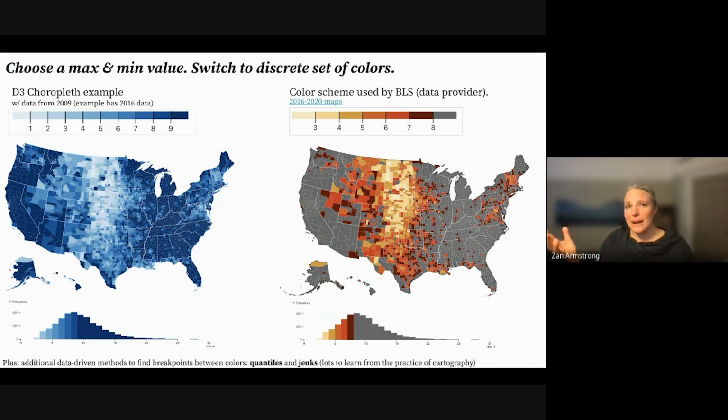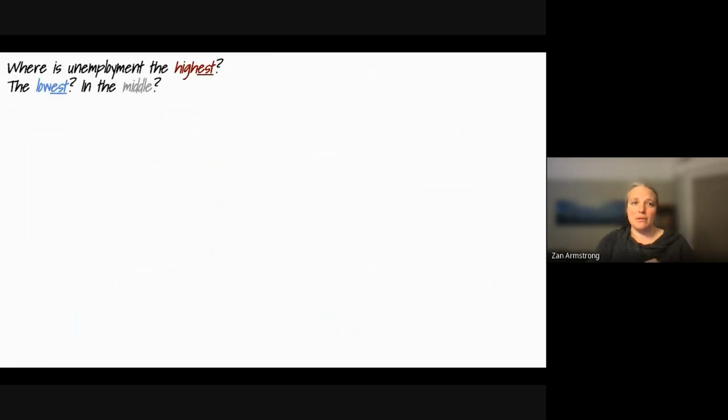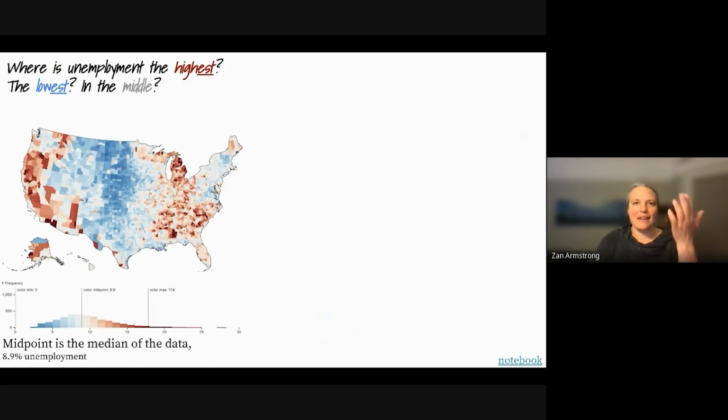There are other data-driven ways of doing this, finding the breakpoints, things like quantiles and chunks. But what I want to talk about now is how we tie this back to the question we have. Maybe what we care about the most is where the unemployment rate is the highest or the lowest or the middle. Maybe we want a diverging color scheme with red for the high values, white in the middle, and blue for the low values.